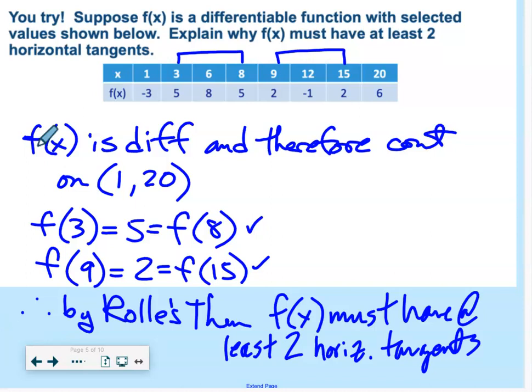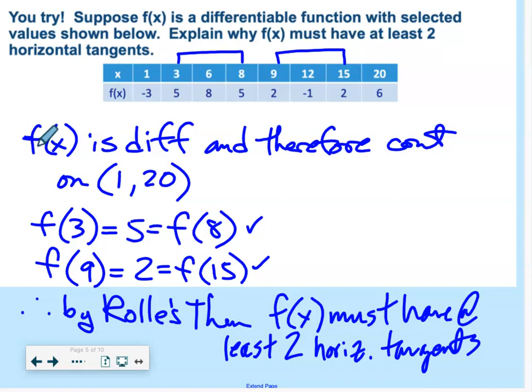Okay. So, any questions on that? Whenever you have a question asking you, does the slope have to equal 0 somewhere in this interval? Look for y values that are the same, because then you can use Rolle's theorem and it's really easy.